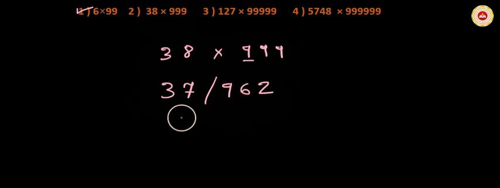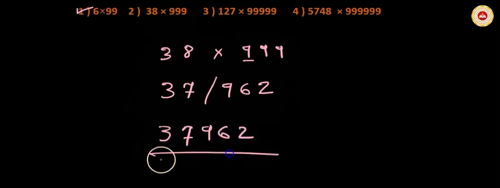We have calculated these two parts, left part and right part. Now it is time to write answer by removing slash. Write 37, remove slash, write 962. 37,962 is an answer.